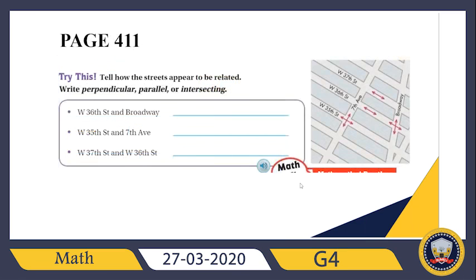Okay. So let's try this part on the same page. Tell how the streets appear to be related. Write perpendicular, parallel, or intersecting. For example, let's check W36 Street and Broadway. So this street goes until here, and Broadway is here. So this shape will be seen, right? So which one is intersecting, perpendicular, which one is parallel? So good. It will be intersecting because they cross at exactly one point.